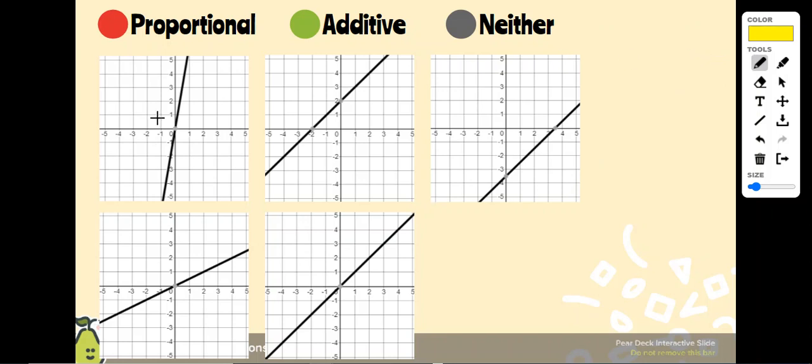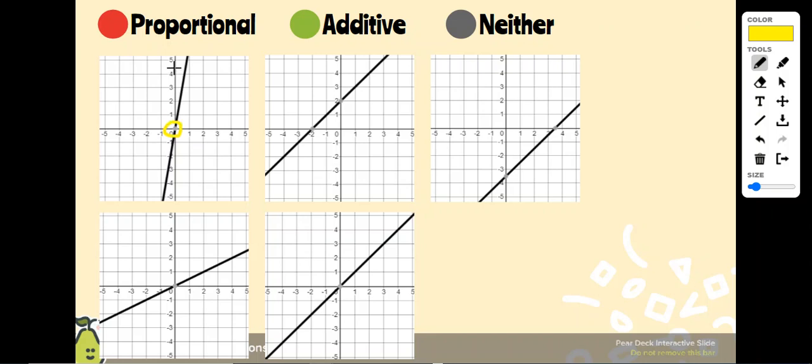Okay, let's take each of these one at a time, beginning at the top left. I see that my graph goes through the origin. First thing I always check is, does it go through the origin or not? This one goes through the origin, which makes me think it's proportional. But before I can say for sure, I also need to check that its slope is not 1.